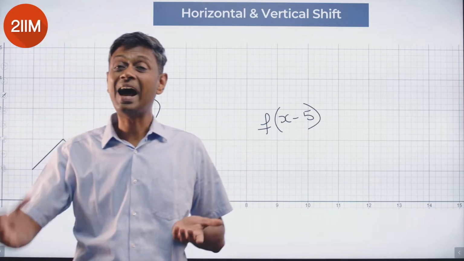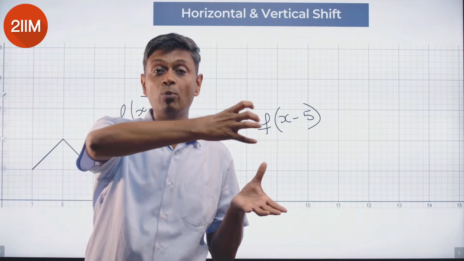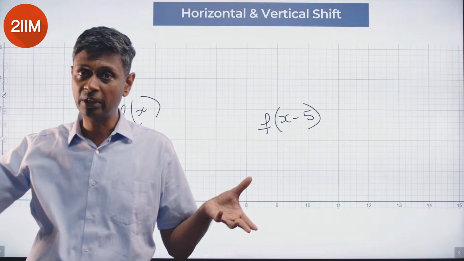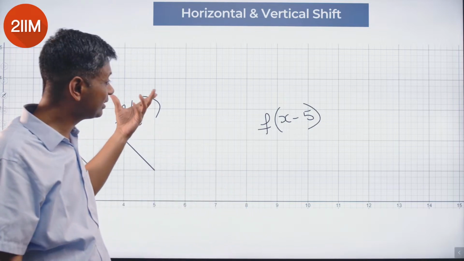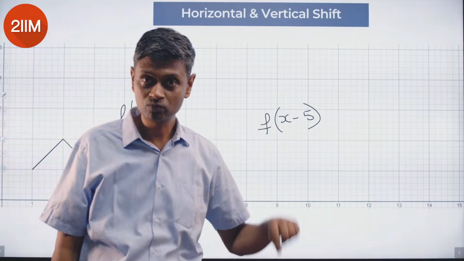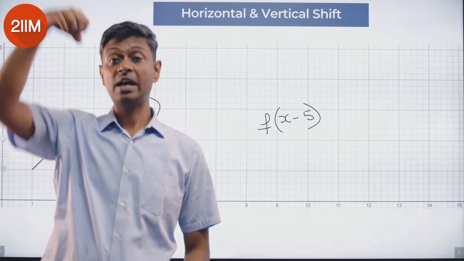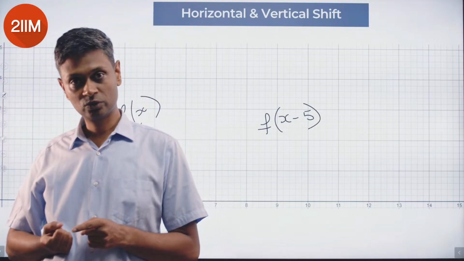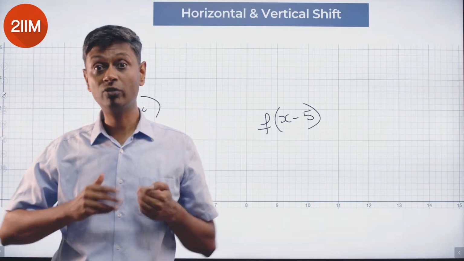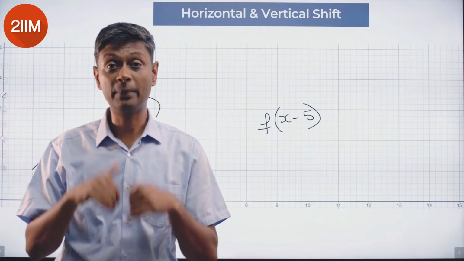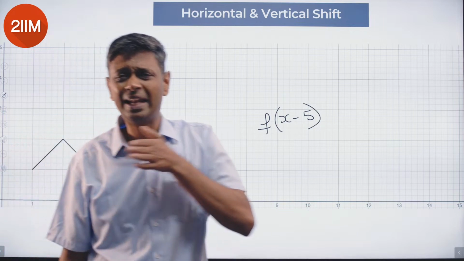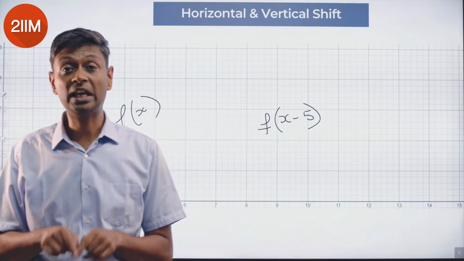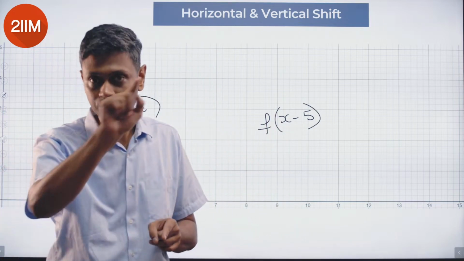It's like saying I have a diagram and I want to drag it to the right by 5 units. If this is f of x, this should be f of x minus 5. If I want to take it up, I have f of x, I should do f of x plus 5. I want to push it down, I have f of x, I have to do f of x minus 5. Now to take it to the left, I have f of x, I'll have to draw f of x plus 5.